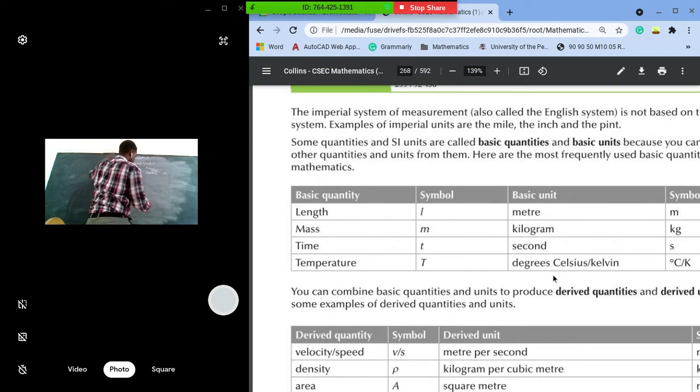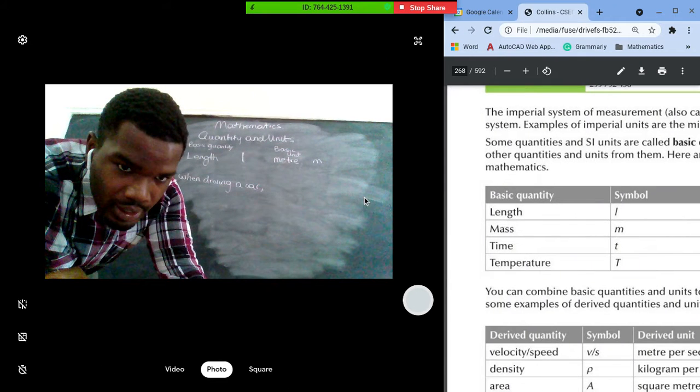Sir, I can't see your camera thing. Oh, my bad. Let me enlarge it. There we go. Alright, can you see it now?